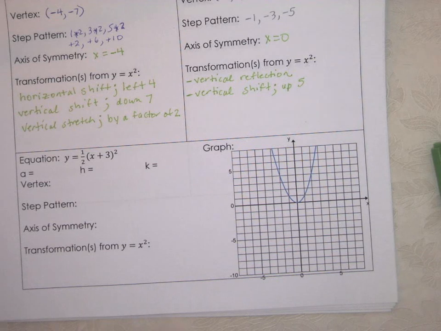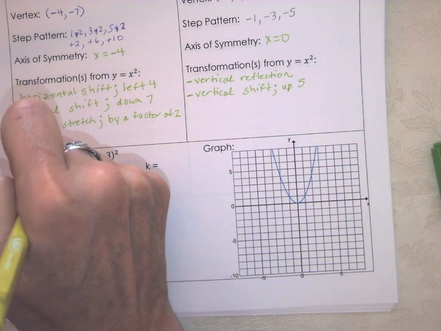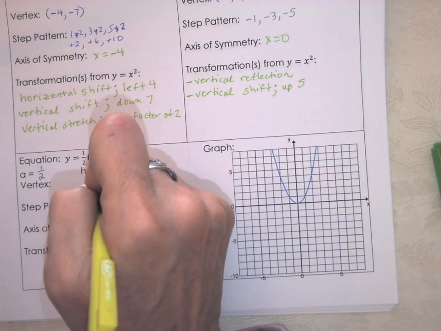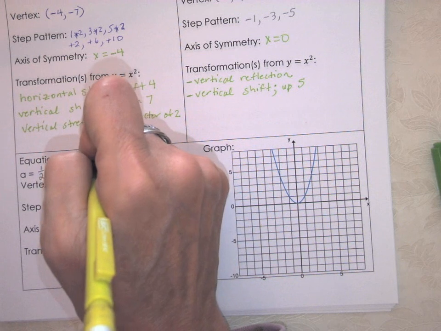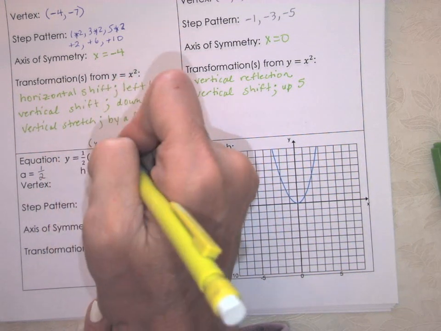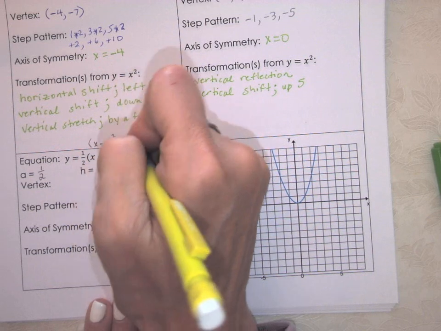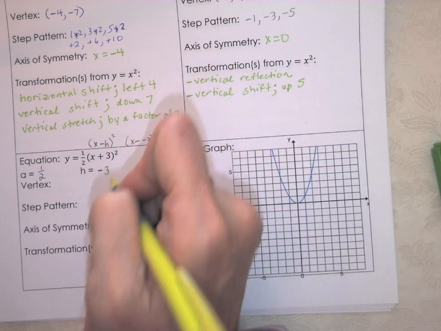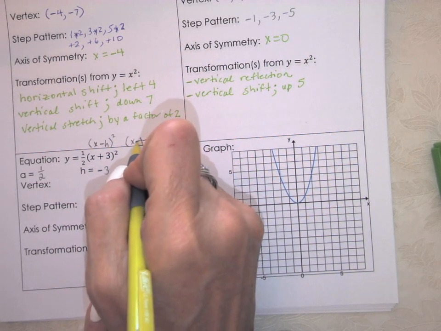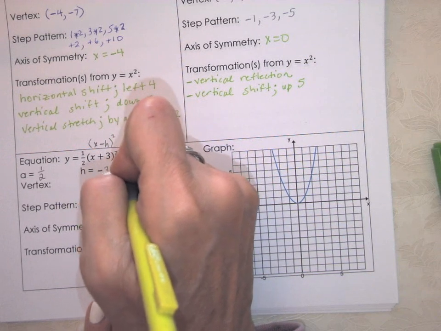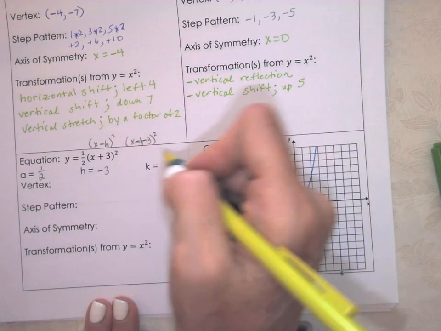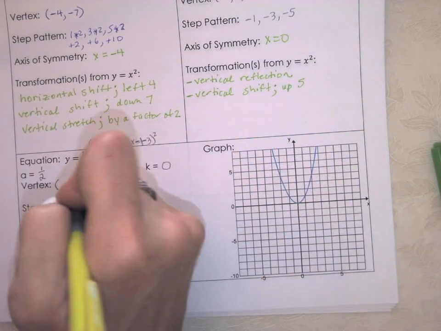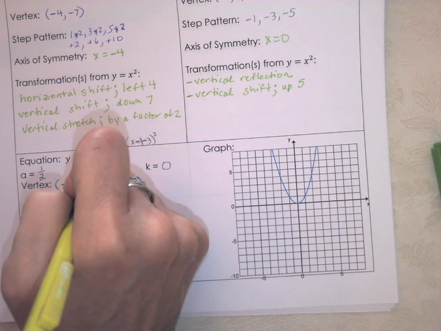So we should see here that our A is 1/2. Our H, because we had a +3 here, it must be -3. Remember, in order to get that, we've got x minus h squared. So in order to see a +3 there, it must have been x subtract -3 squared. And that's how we got the plus, because subtracting a negative makes a positive. And then there's no add anything or subtract anything, so our k must be 0. Which means our vertex would be h, k, so -3, 0.